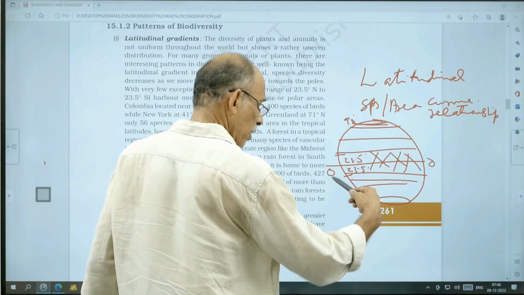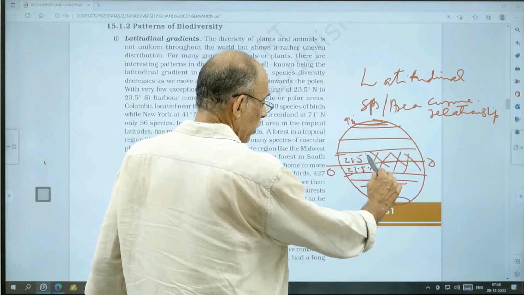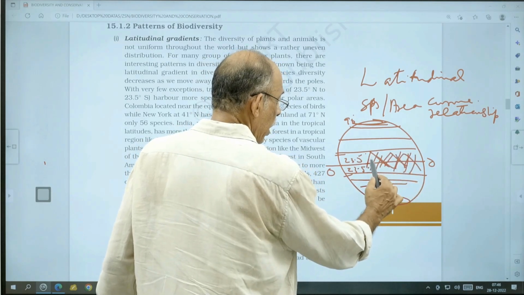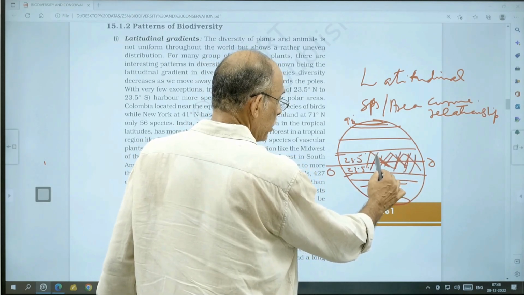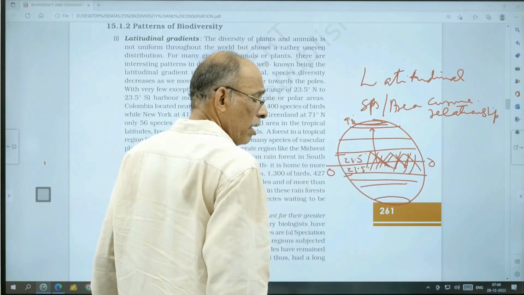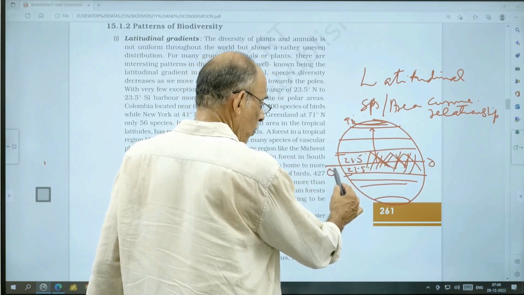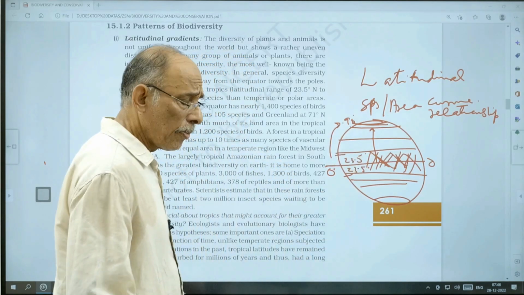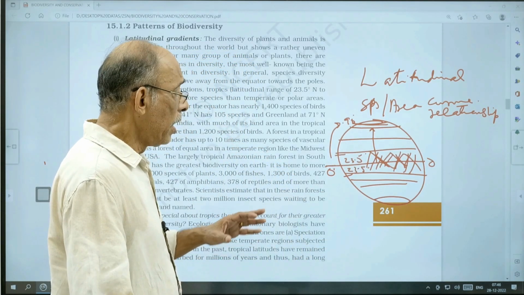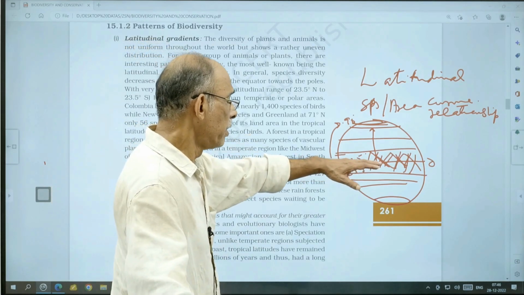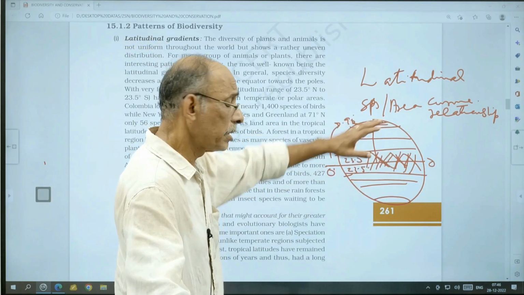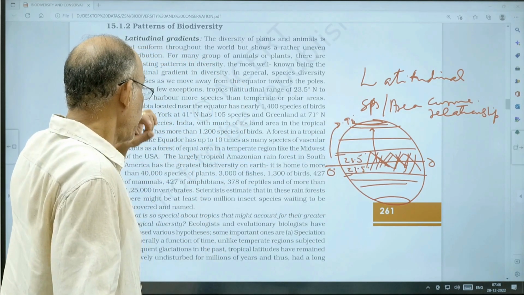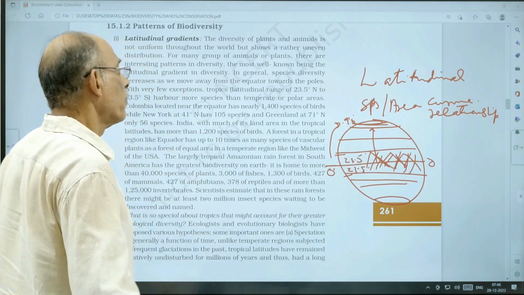There are different reasons that we will see later on. So maximum species diversity is seen in the tropical regions, and as we move from the tropical region towards the polar regions, that means from lower latitudes to higher latitudes, the number of species decreases. And some examples are also given.